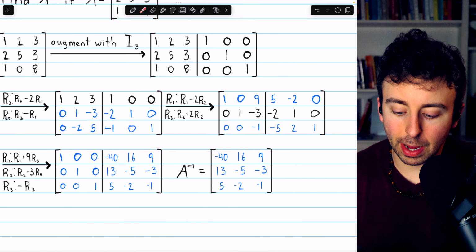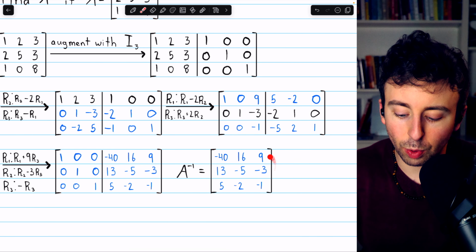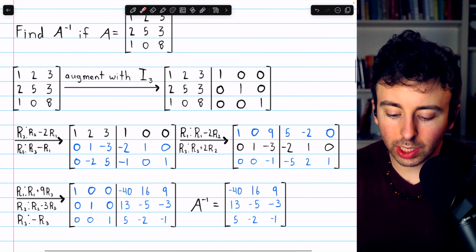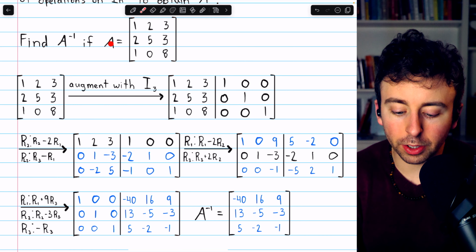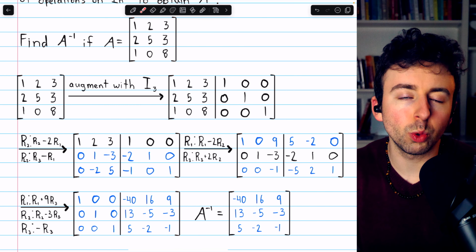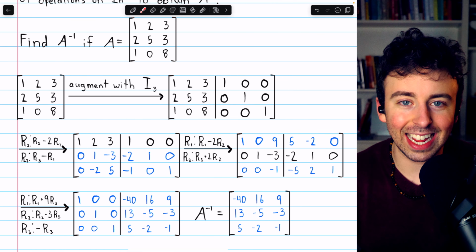Thus, the inverse of matrix A is this 3 by 3 matrix, and you are welcome to verify that yourself. If you multiply A by A inverse, which we just found, you will get the identity.